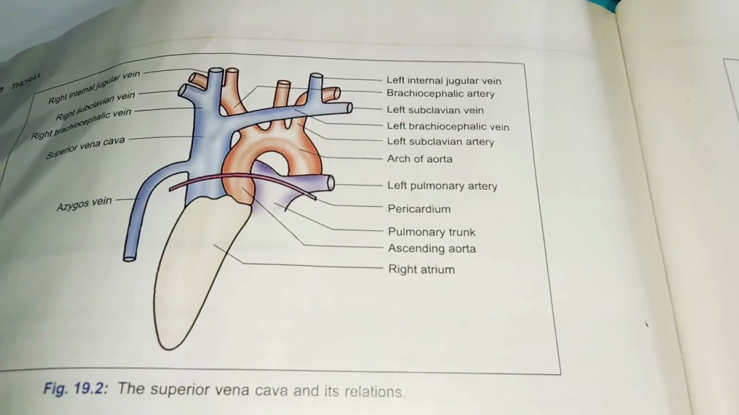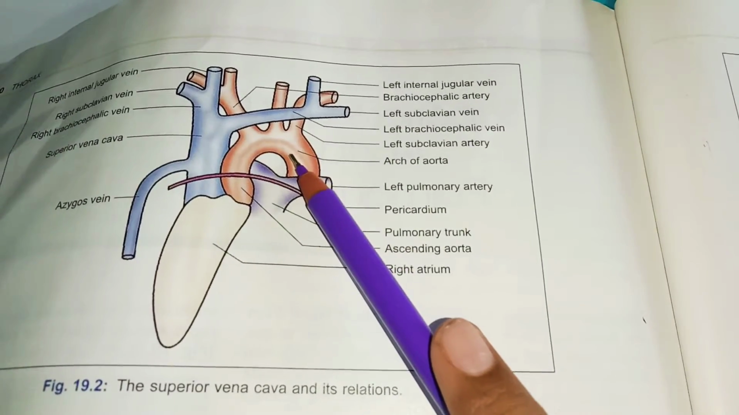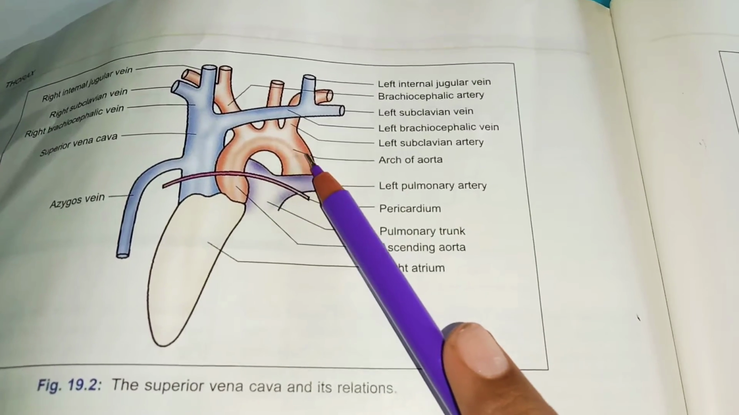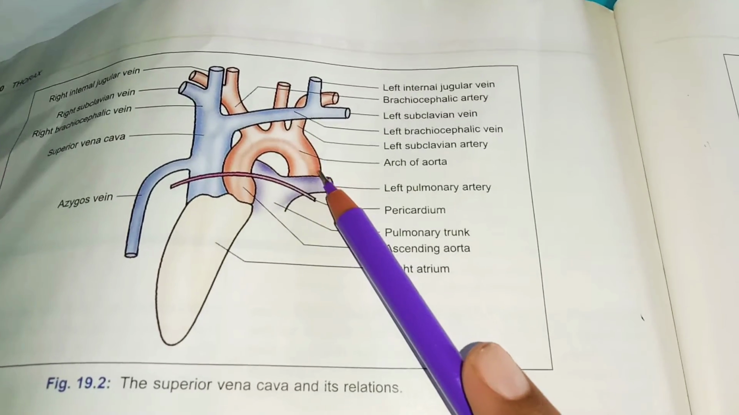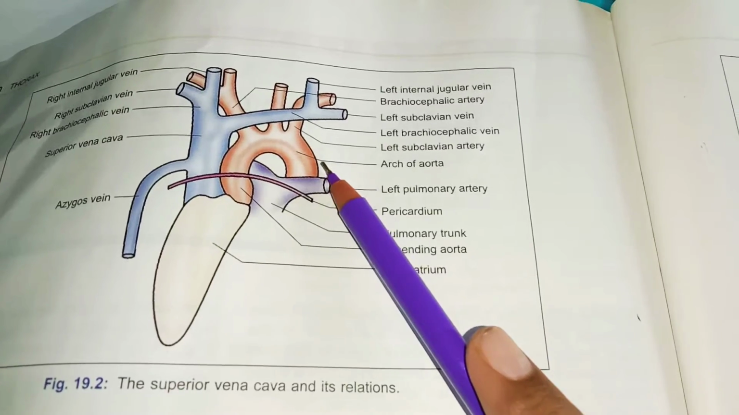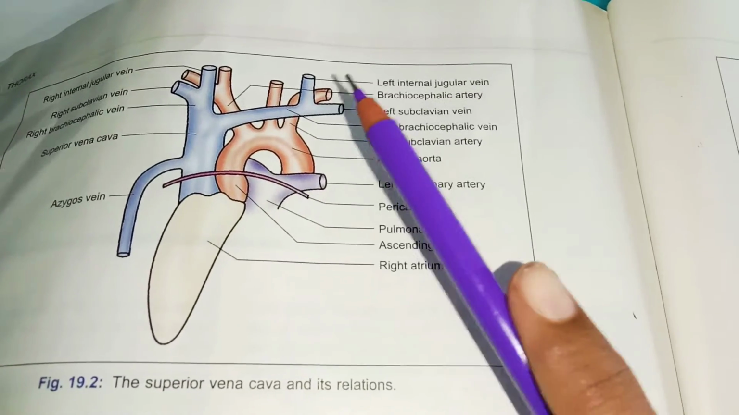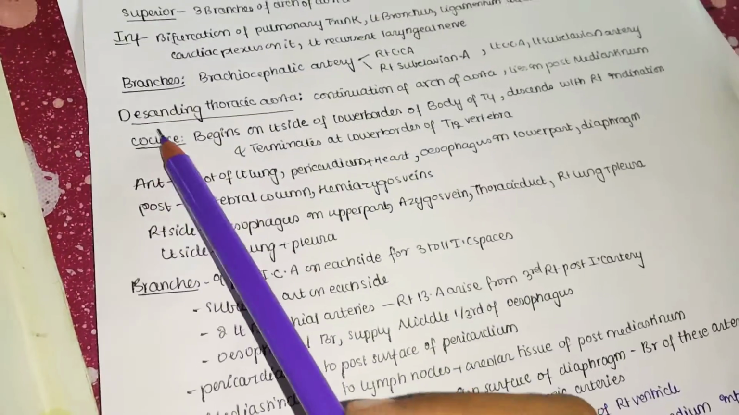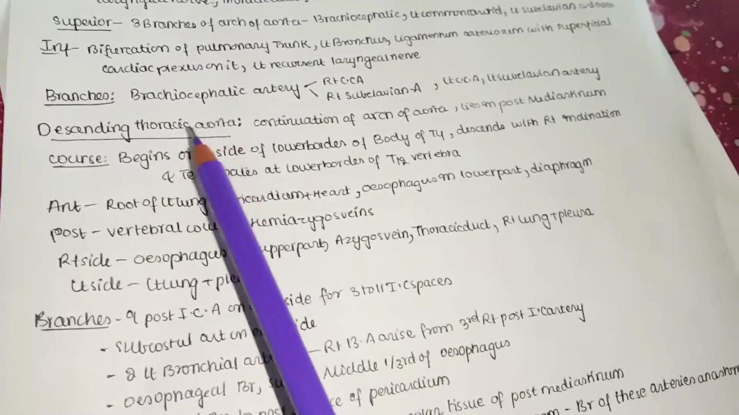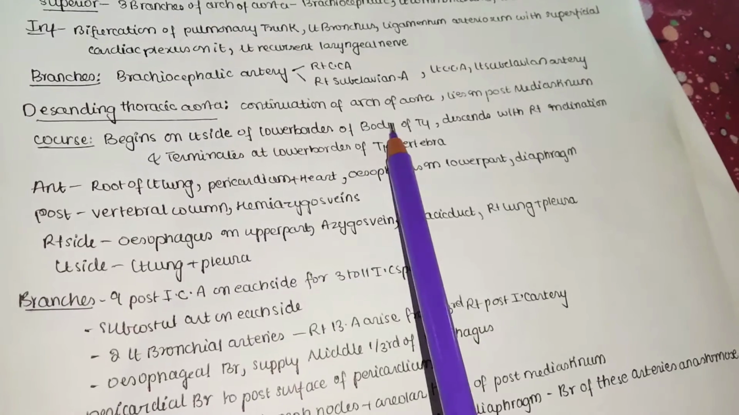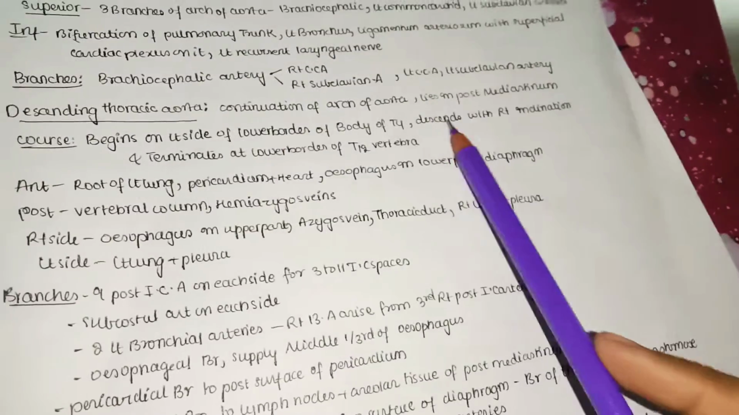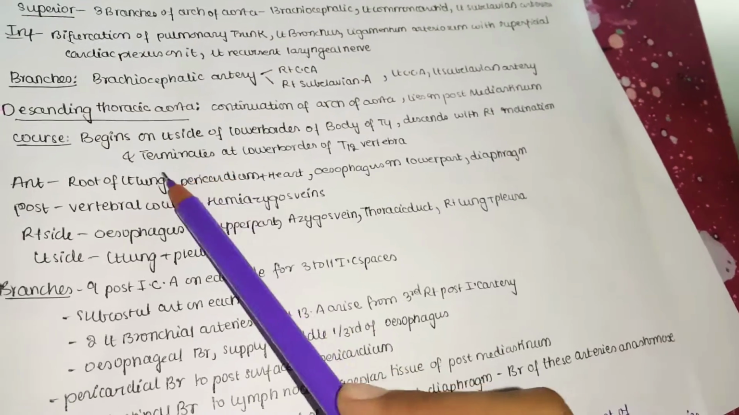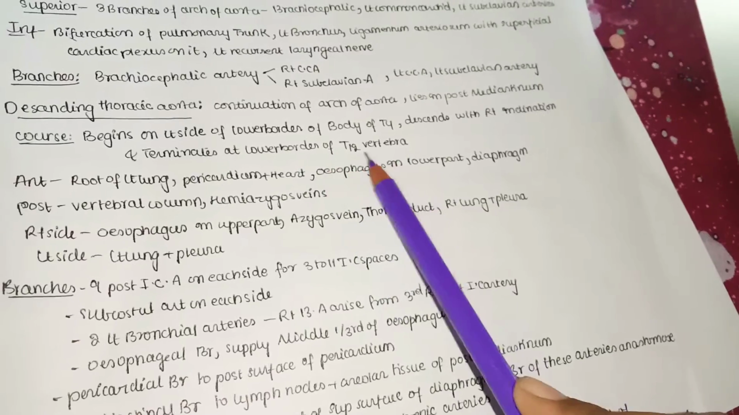Where does it begin? The descending aorta begins from the left side of lower border of body of T4 vertebra. It descends with the right inclination and terminates at lower border of T12. So you can remember the descending aorta, also called the descending thoracic aorta. It begins on left side of lower border of T4, beginning at T4 vertebra and ending at T12 vertebra. It descends with right inclination and terminates at lower border of T12 vertebra.